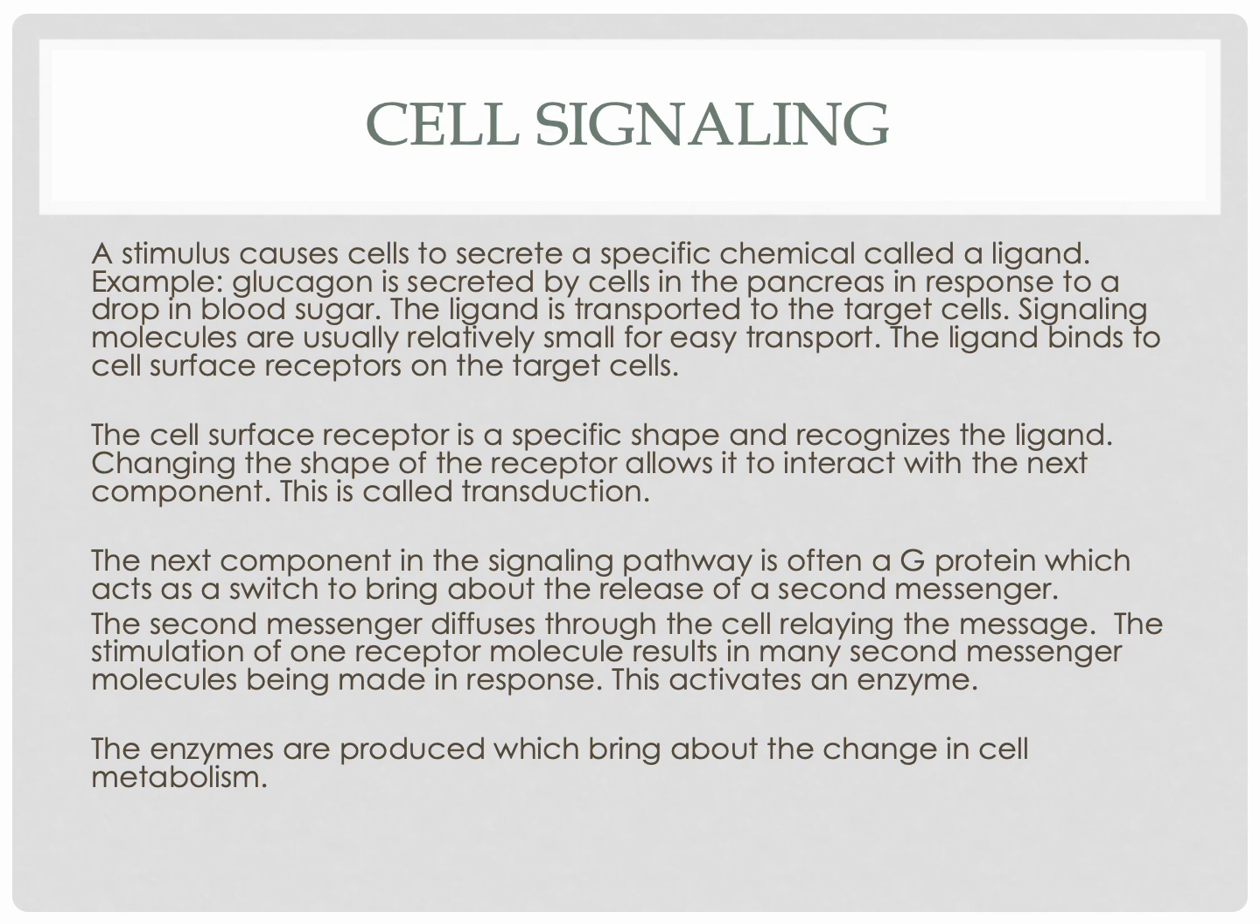The second messenger diffuses through the cell, relaying the message. The stimulation of one receptor molecule results in many second messenger molecules being made in response. This activates an enzyme. The enzymes produced bring about the change in the cell metabolism. G proteins are called this because they bind GTP, similar to ATP, but GTP is guanine triphosphate, while, remember, ATP is adenine triphosphate.